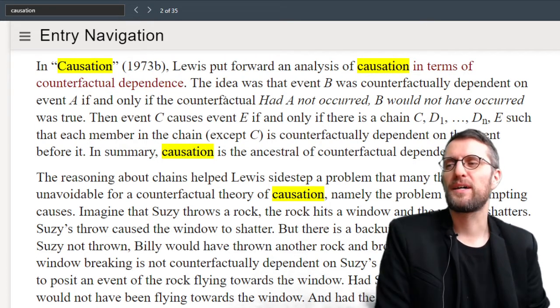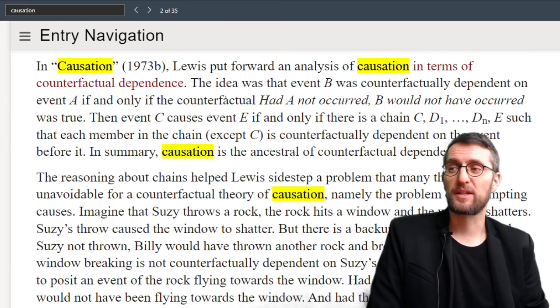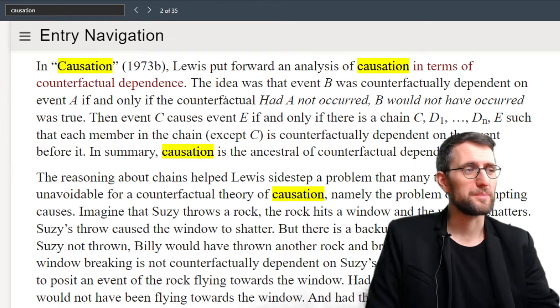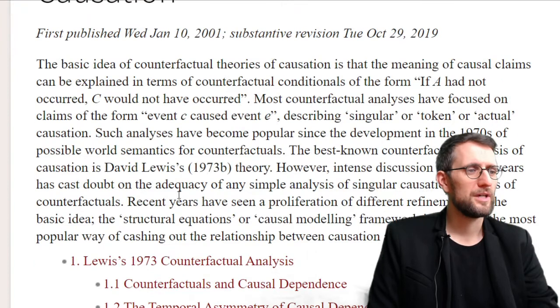That means that it's an if analysis, right? If this is so, then this does not mean that something has to exist, right? The idea was that event B was counterfactually dependent on event A if and only if the counterfactual 'had A not occurred, B would not have occurred' was true. Okay, so this may be the important part here. I just want to look up counterfactual theories of causation.